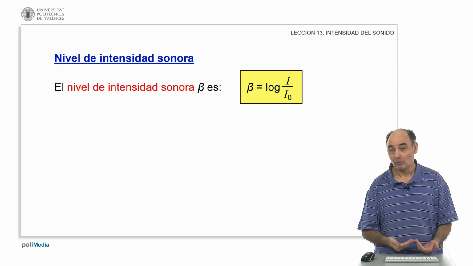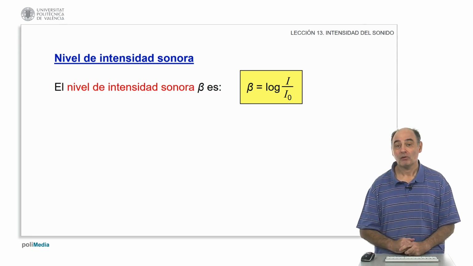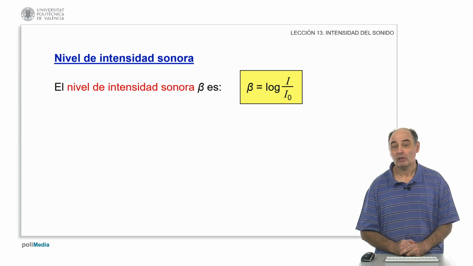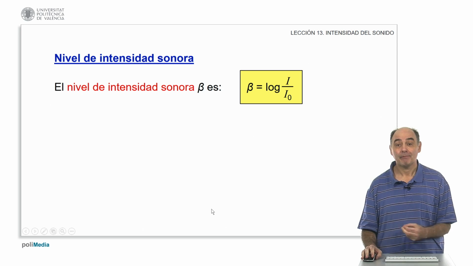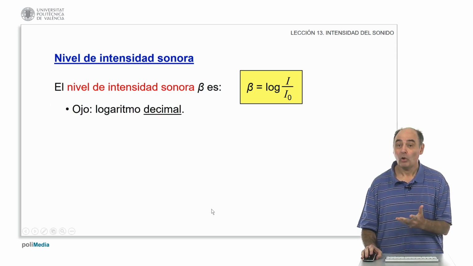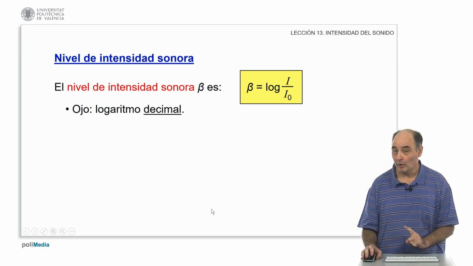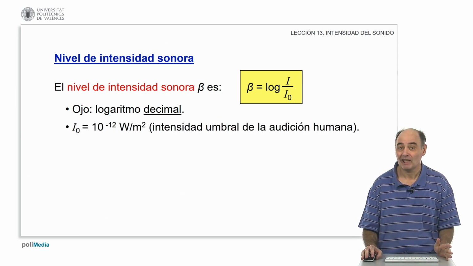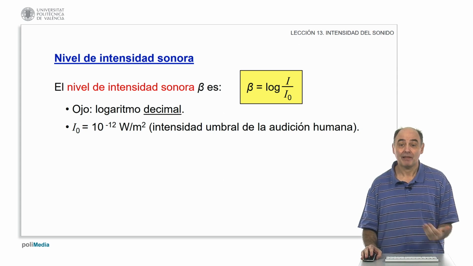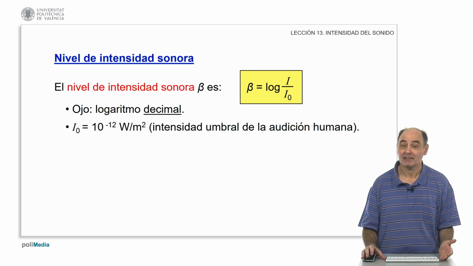We use this formula: the logarithm of I divided by I sub 0, where I is the intensity and I sub 0 is the reference, which is going to be the threshold precisely. Be careful. We are talking about the decimal logarithm, not the Napierian. This is important, especially when we get into calculators or spreadsheets. Second, I sub 0 is the reference I already warned about before, which we will have to learn: the threshold intensity of human hearing, 10 to the minus 12 watts per square meter.